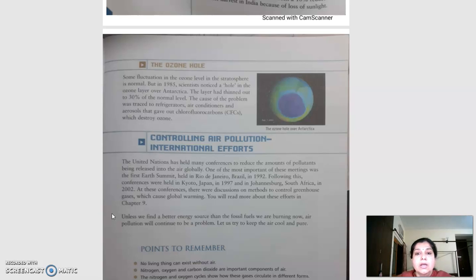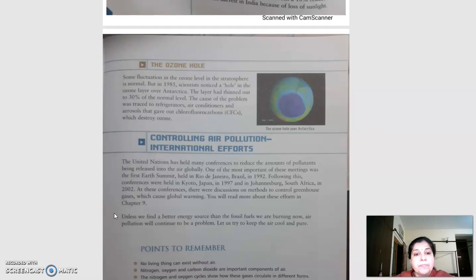On controlling air pollution, all the countries of the world and especially the UN have been holding various conventions and conferences so that we can reduce the pollution levels. But the details will be done in another chapter. And again, I come back to the same point. Lockdown has done all this for us.